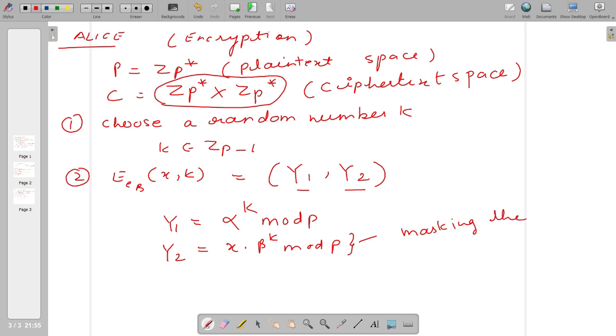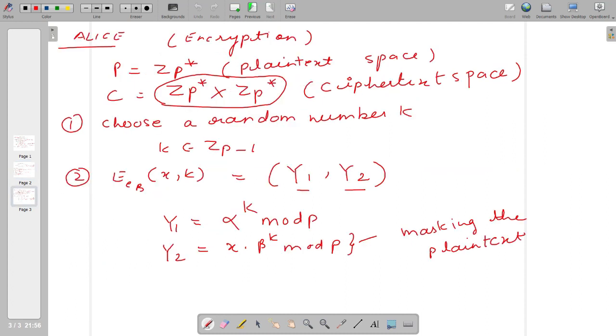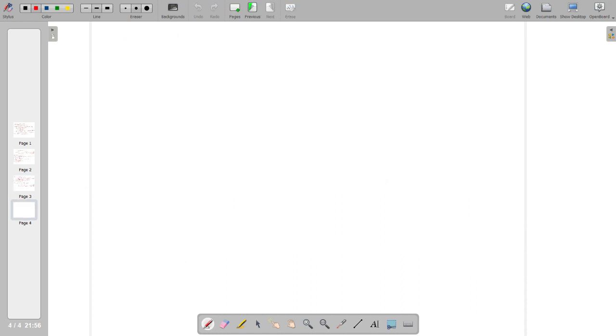So now Alice sends y1 and y2, or Alice sends the ciphertext C, which is equal to (y1, y2), to Bob. Now the next step is done from the Bob side. What is that? That is decryption. So how is this decryption going to work?